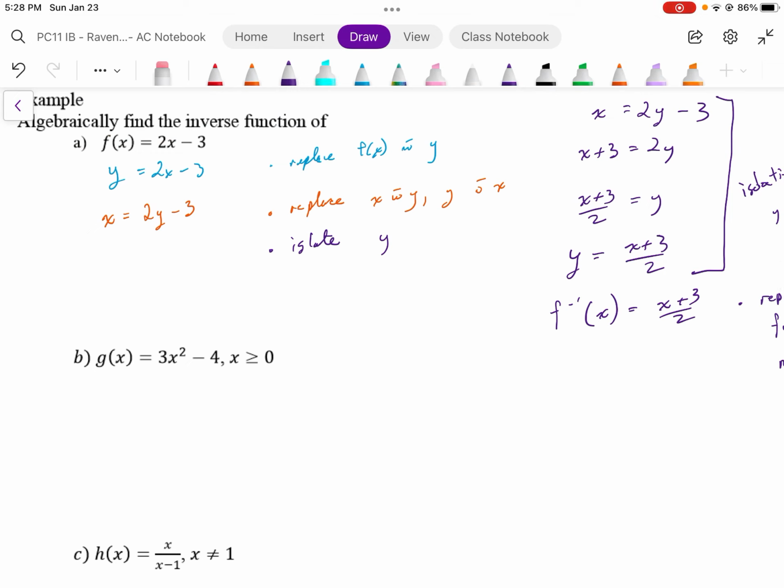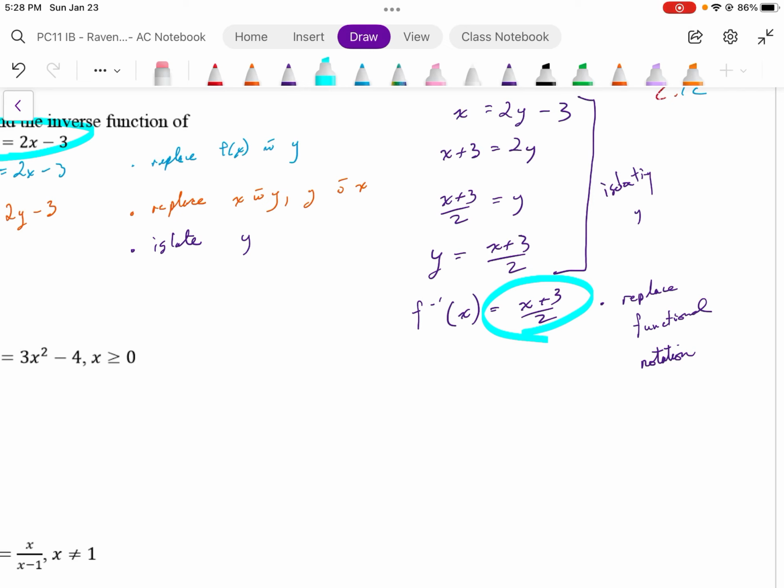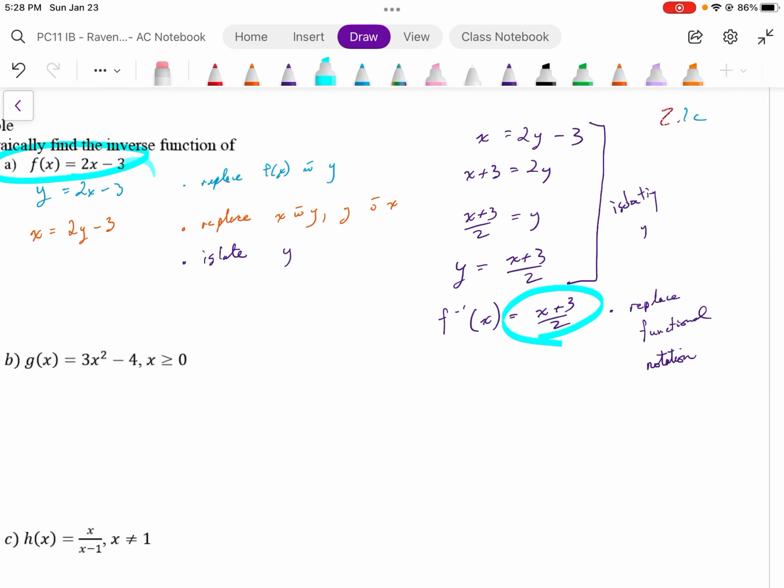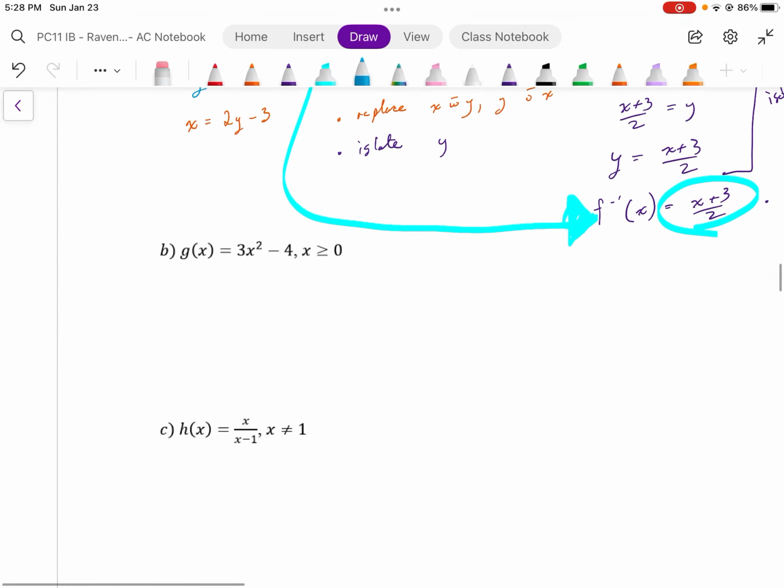Now, I think that this result makes sense. If you take the original f of x, what did you do to the input? You multiplied the input by 2, and then you subtracted 3. Well then, how do we undo multiplying by 2 and subtracting 3? Well, we add 3, then divide by 2. I think that actually makes some intuitive sense. But please do not jump and make any conclusions about inverse functions off the top of your head, because you will be surprised. All right, next one.